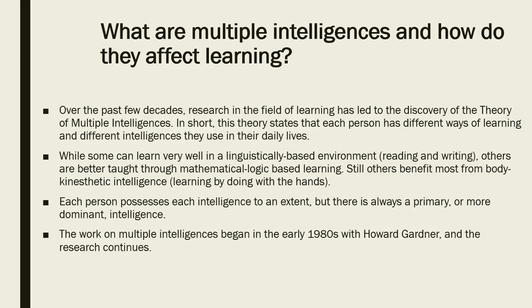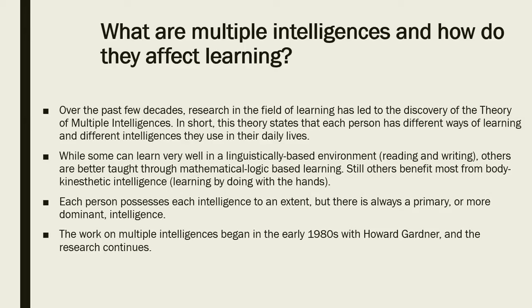Well, over the past few decades, research in the field of learning has led to the discovery of what is called the theory of multiple intelligences. In short, this theory states that each person has different ways of learning and different intelligences they use in their daily lives. This theory, and we see it a lot, I think, in differentiation of instruction in classrooms today, goes into the idea that different kids learn better in different ways. There are different strengths, different weaknesses, and multiple intelligences is just the general idea that we each have a certain strength in different areas of how we actually learn.